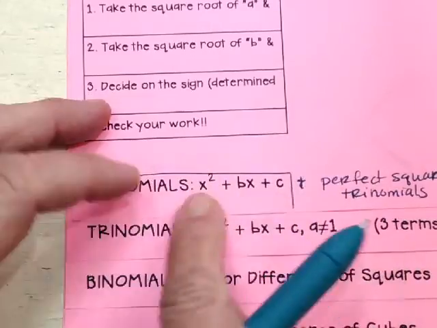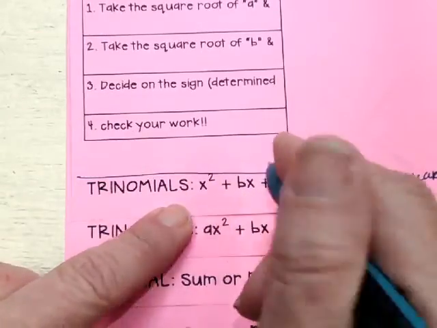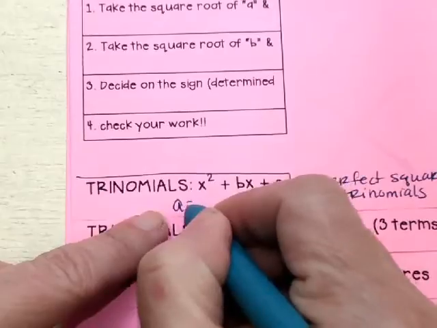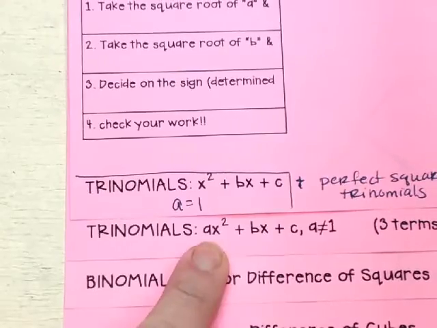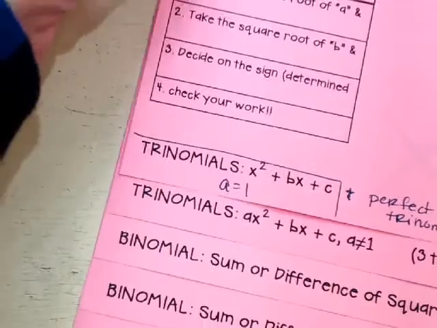On these trinomials, on this section, your lead coefficient is 1. So these are the easier, not that any of them are difficult, but this one is a little bit easier than the next section. Just a little less work. Alright, so here we go.